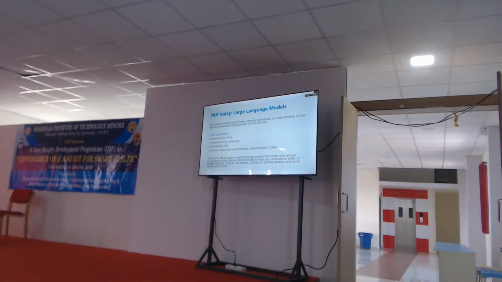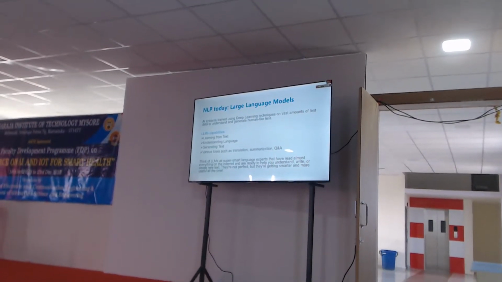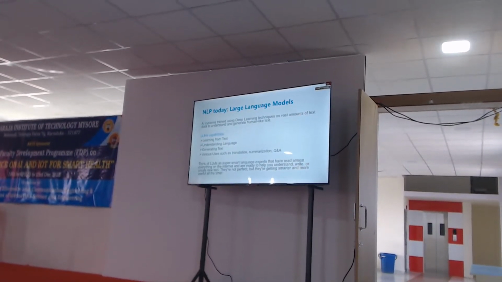Basically to understand the language, understand the text. Not to do any specific task. It is a general training that happens, just to understand how the words come in text. Basically, to understand the language.